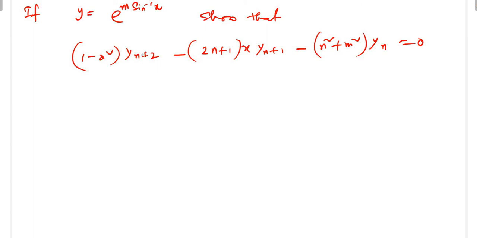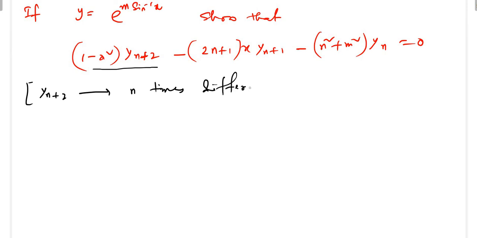First thing, to prove this result, the first term indicates that we need to find out y2, then we need to differentiate n times on y2, because yn plus 2 will occur from n times differentiation on y2. So we need to find out this y2 from this expression.